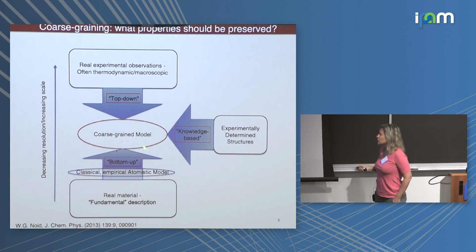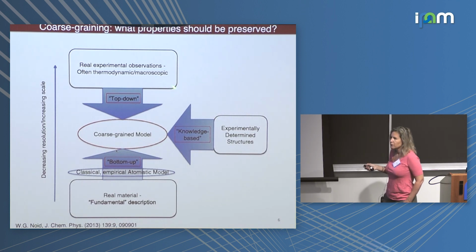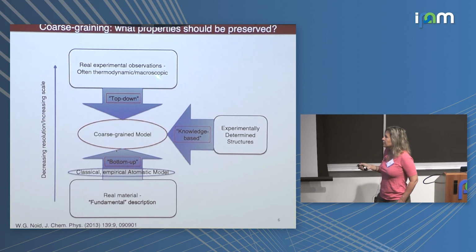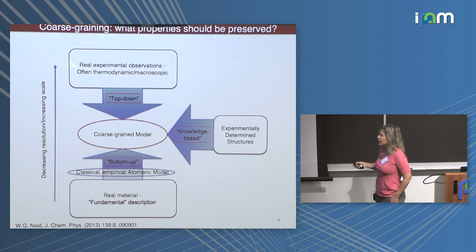If you want to start from a fundamental description, you can do a bottom-up coarse graining. So you want to start from an atomistic model and do some renormalization of the degrees of freedom to go into some coarse-grained model. Or you may go top-down. You may want to preserve experimentally measured macroscopic quantities, for instance, ensemble averages, or some thermodynamic properties. And in this case, you go down from averages into the coarse-grained model.